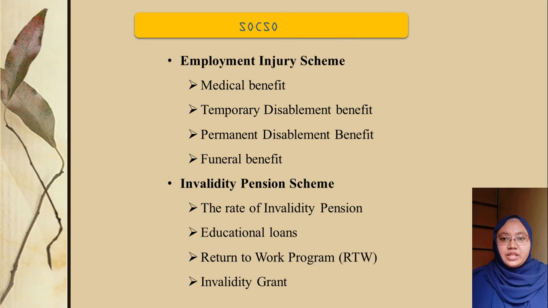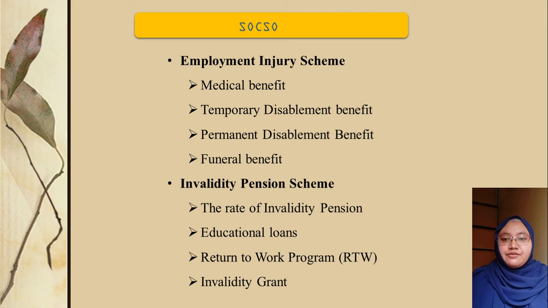For SOCSO, the benefit is divided into two schemes, which are Employment Injury Scheme and Invalidity Pension Scheme. For Employment Injury Scheme, the first benefit is medical benefits. The second is temporary disablement benefit, and third is permanent disablement benefit. The fourth benefit is funeral benefit.